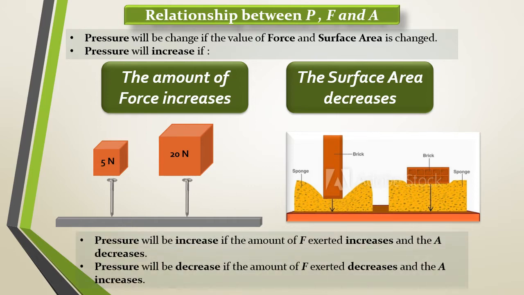So kat sini kita boleh kata pressure will be increased if the amount of force exerted increases and the surface area is decreased. And pressure will be decreased if the amount of force exerted decreases and the surface area increases. So ingat, simple, kita nak pressure yang tinggi, kita kecilkan surface area tapi kita tambah force, ataupun kita nak pressure yang rendah, kita kenakan force yang sikit, ataupun kita boleh besarkan surface area.